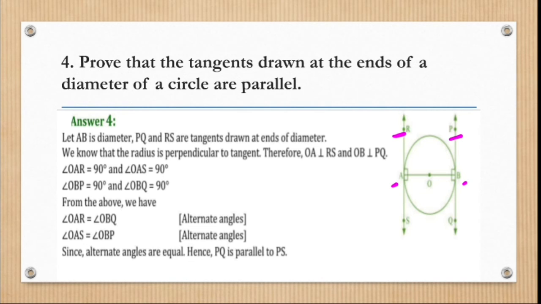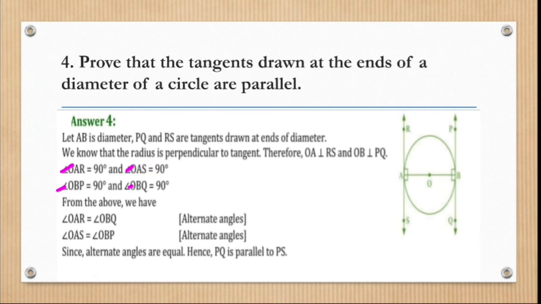Okay, now since PQ is tangent at the point B, the point of contact is B, so you can say that this angle is 90 degree. Because OB is the radius, OB will form 90 degree with tangent PQ at the point of contact. So this angle is 90 degree, this angle is also 90 degree. Similarly, since OA is the radius and RS is the tangent at the point of contact A, you can say that this angle is 90 degree and this angle is 90 degree as well. So here these four angles are 90 degree.